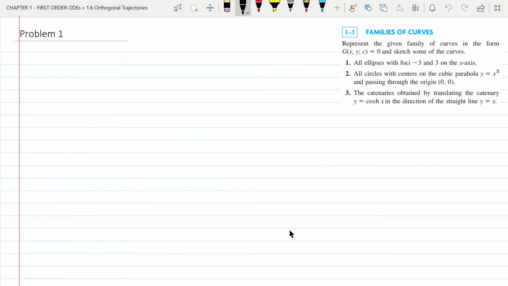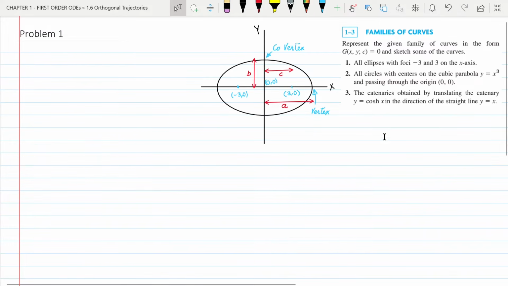In problems 1 to 3, the question is asking us to represent the given family of curves in the form G(x, y, c) equal to 0 and sketch some of the curves. Problem 1. All ellipses with foci minus 3 and 3 on the x-axis. So this is the representative diagram of the ellipse that is given in the question.